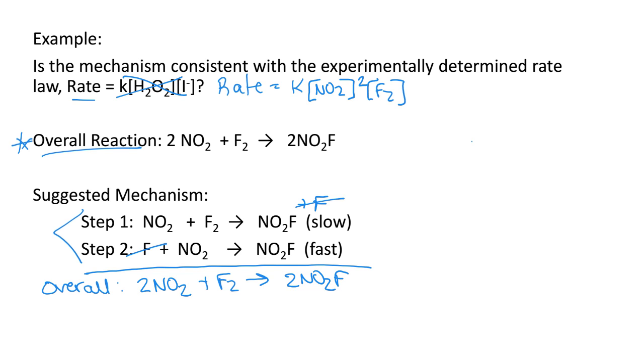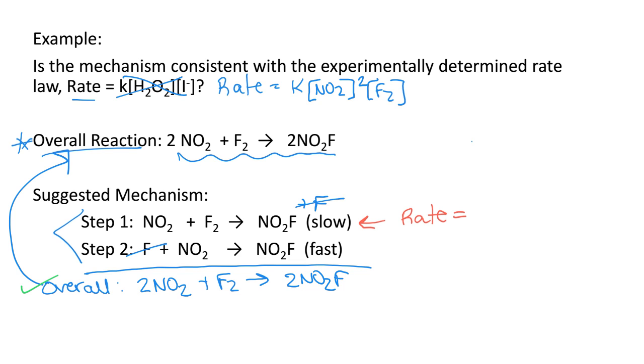And what I want to do is check: does this match the overall reaction that's given to me in the problem? If it does, then that's going to meet the first criteria. The second thing I want to do is look at the slow step, and figure out what is the rate law based on that slow step.